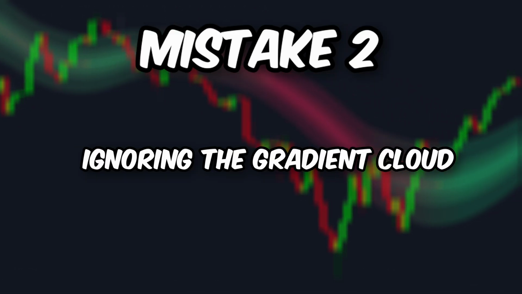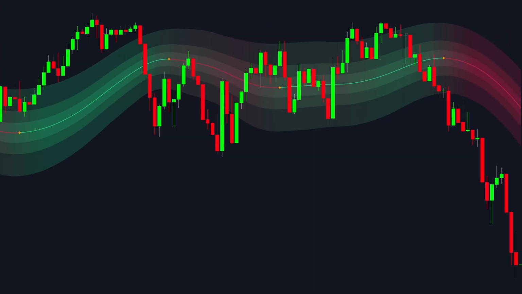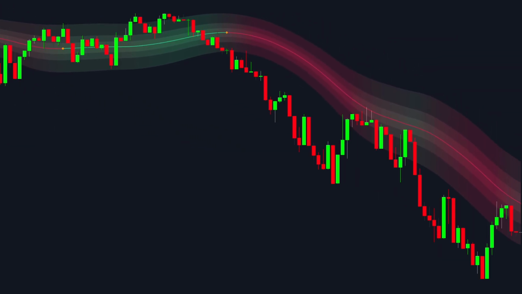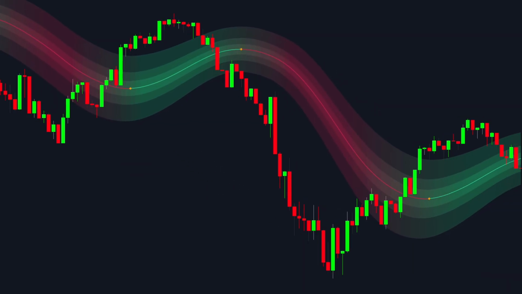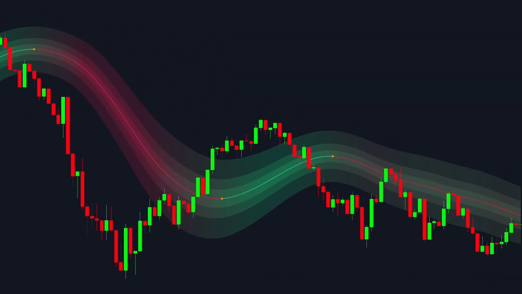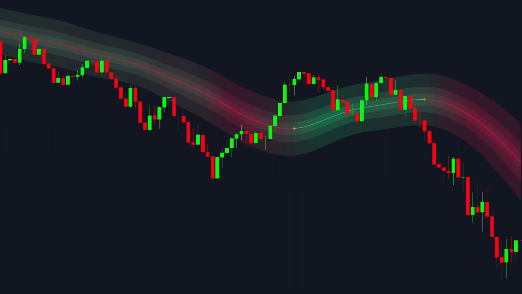Next mistake is ignoring the gradient cloud. I see this all the time. Traders only look at the trend line, but they completely ignore the cloud. And if you do that, you're missing the most important early signal. If the cloud starts shifting colors before the trend line flips, that's a warning sign. If you ignore it, you'll get caught in fake outs and lose money.